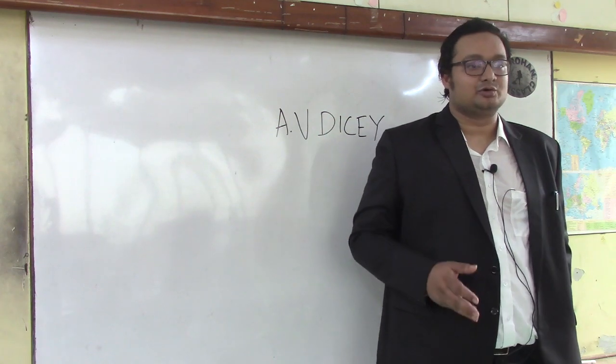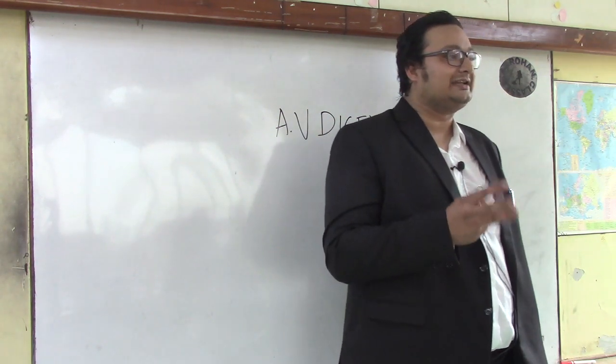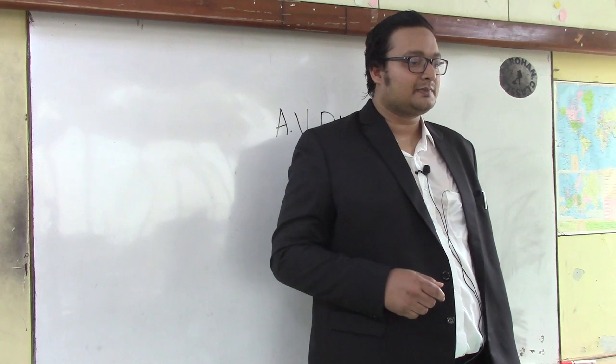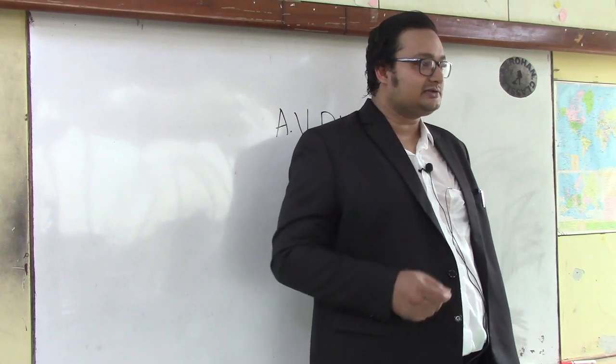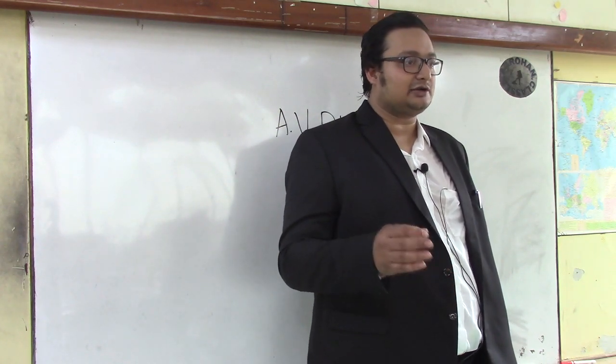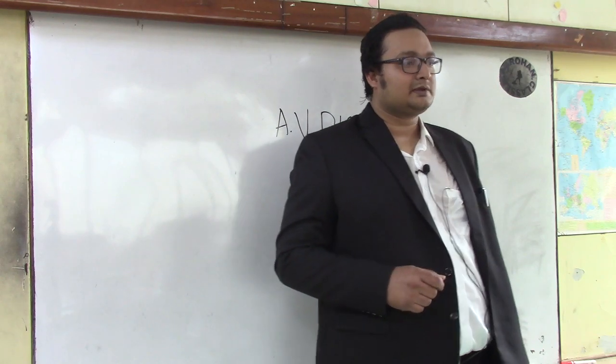The 7th schedule lays down 3 different lists: union list, state list, and concurrent list, right?